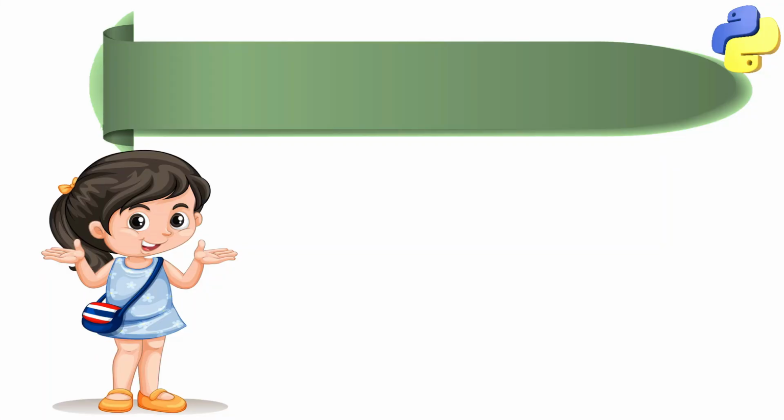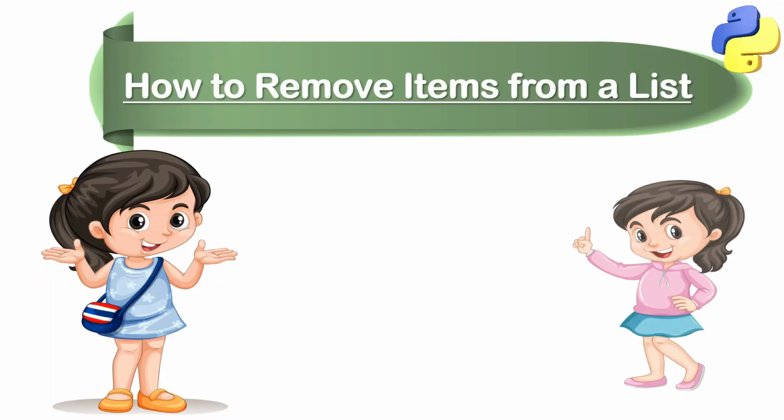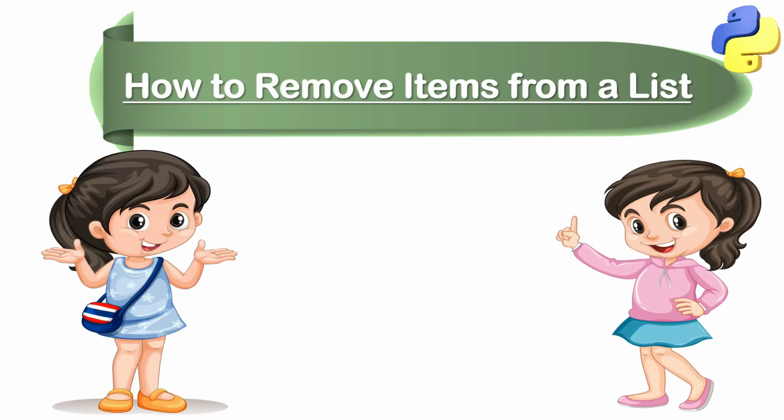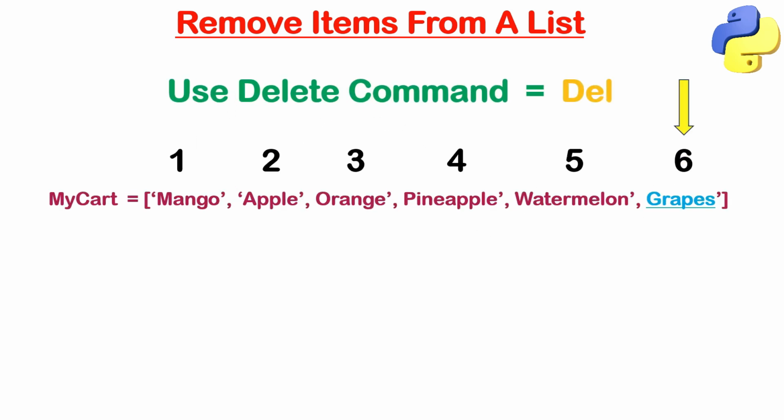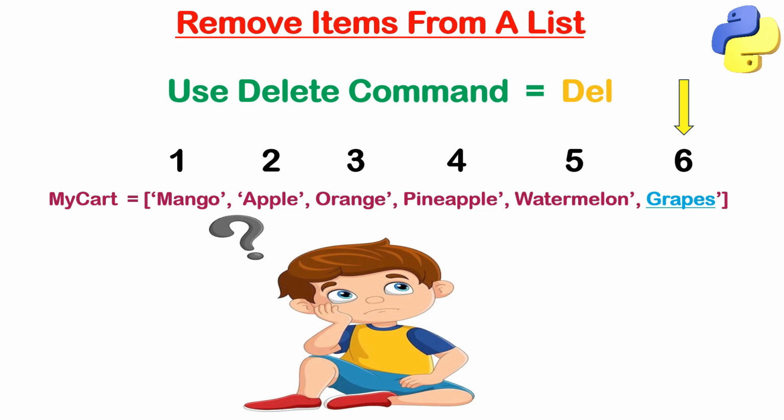Hello everyone. Now we will start with this topic, which is how to remove items from a list. To remove items from a list, use the delete command. For example, to remove this sixth item in my cart. So you know which is the sixth item in the list?